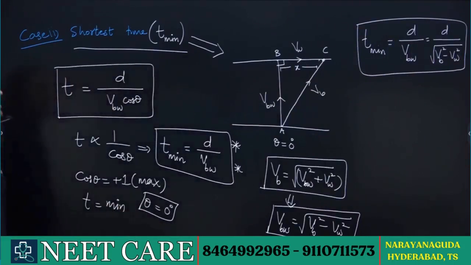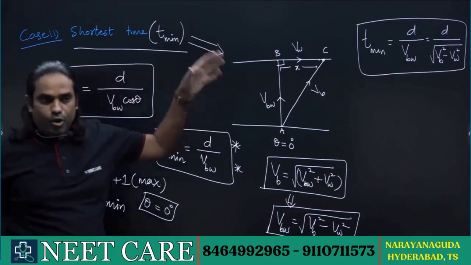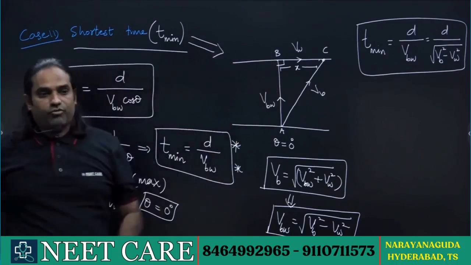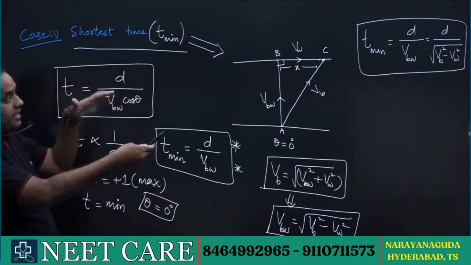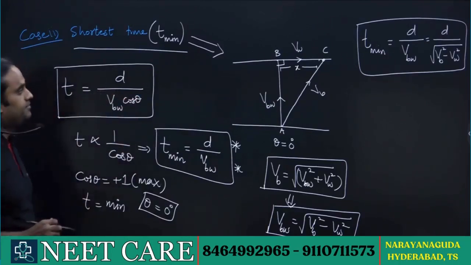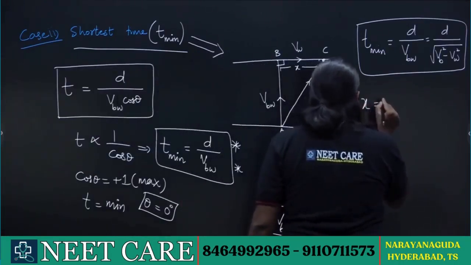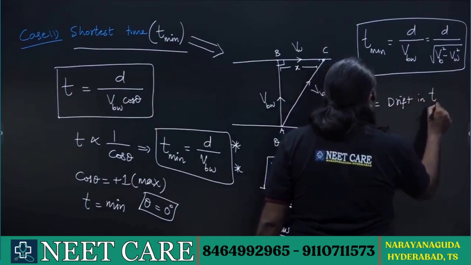So the time taken by the boat to cross the river in minimum time or shortest time is given by that formula. And the condition is the boat will cross the river in minimum time when the boatman keeps VBW all the time along AB, perpendicular to the flow of water. This is a very important note. The boatman has to keep it all the time perpendicular so that he reaches the other bank in the shortest time. And during the shortest time, X is the drift in T minimum.